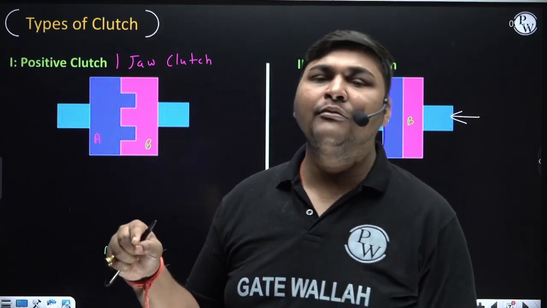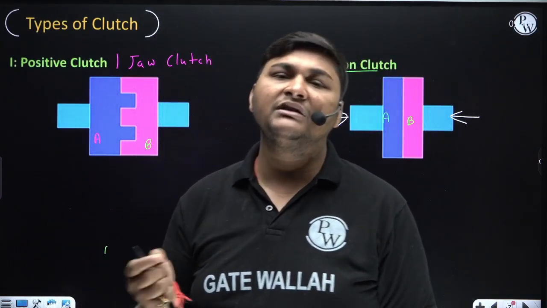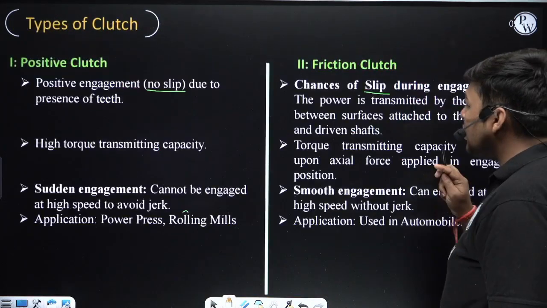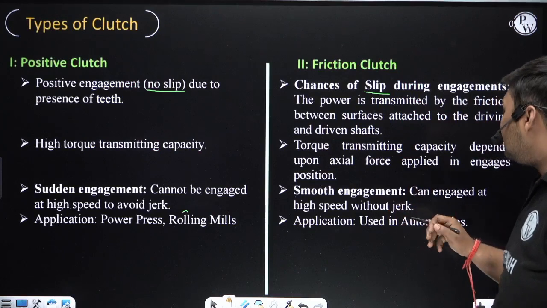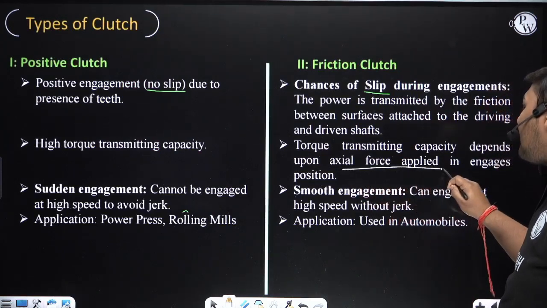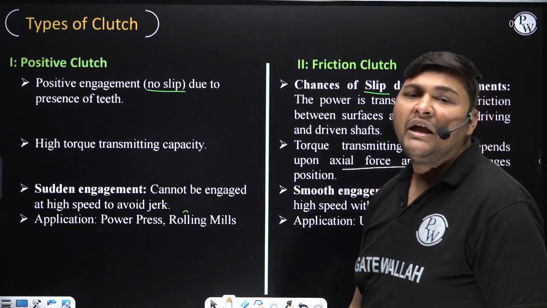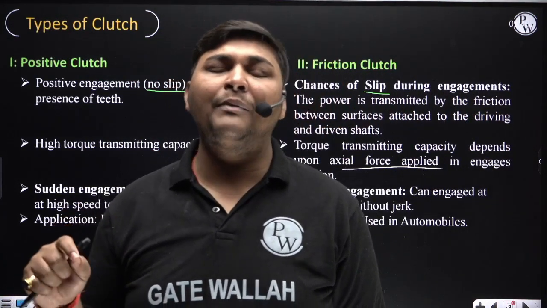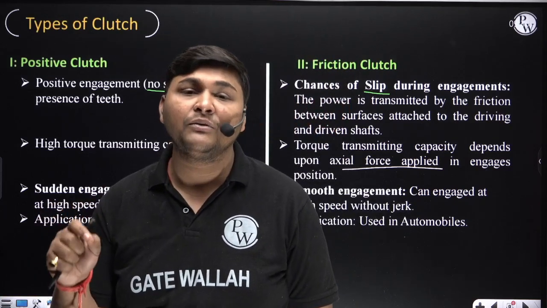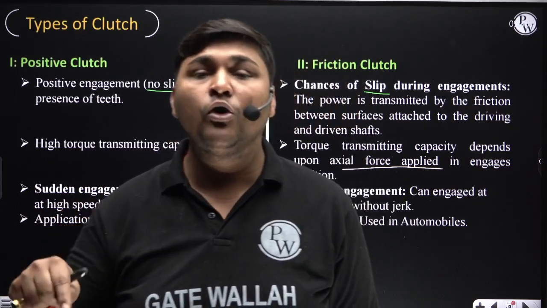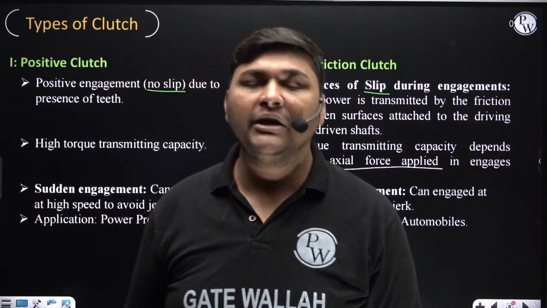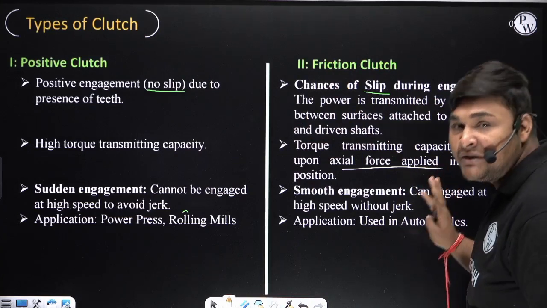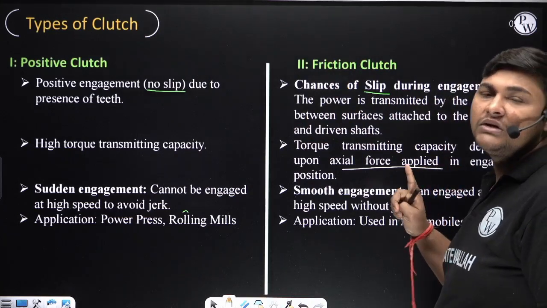Because if we apply pressure beyond the permissible pressure, the system will fail. Can I say the torque transmitting capacity of a friction clutch is limited because it depends upon the axial force applied in the engaged position? And we cannot apply axial force beyond a particular limit, because then the maximum pressure will go beyond the permissible pressure and the system will fail. That's why the torque transmitting capacity of this friction clutch is limited, which depends upon the axial force applied in the system.